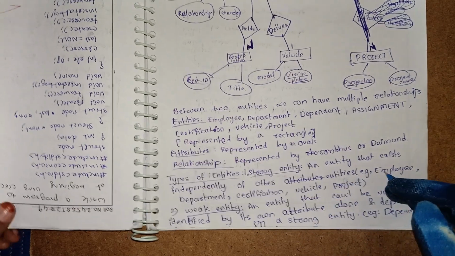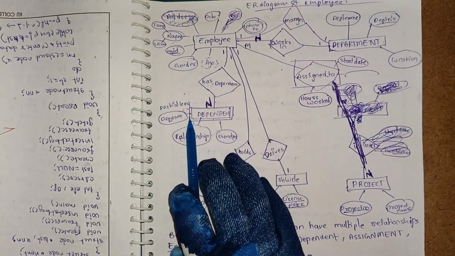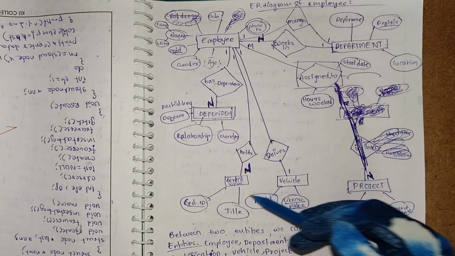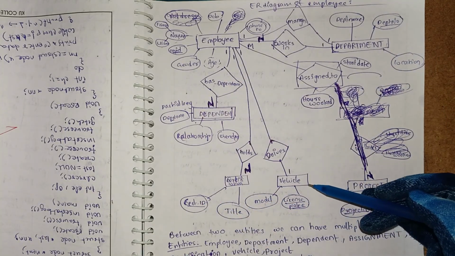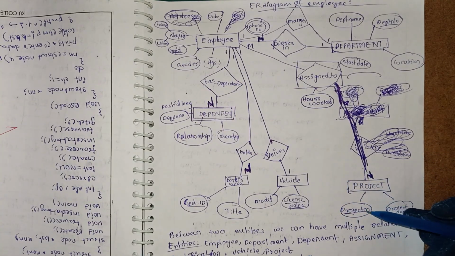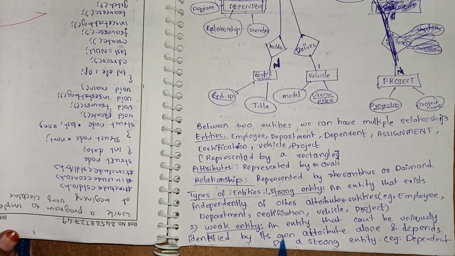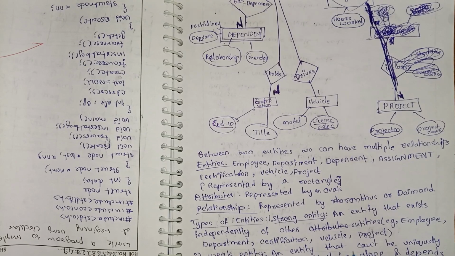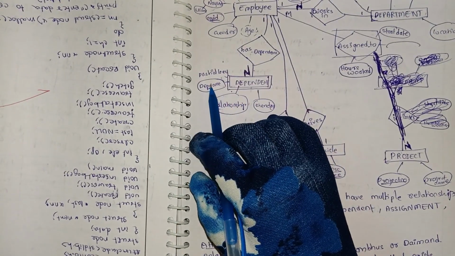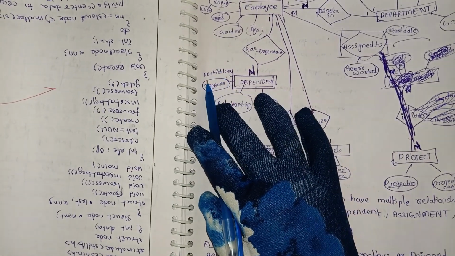So examples of strong entity are employee, because it has employee ID, department, it has a department number as a primary key, and certification, it has certificate ID, and vehicle, it has license plate as primary key, project, it has a project number primary key. And weak entity, an entity that... so here dependent is not a strong entity because it is a weak entity. Okay, it contains a partial key, not a primary key.